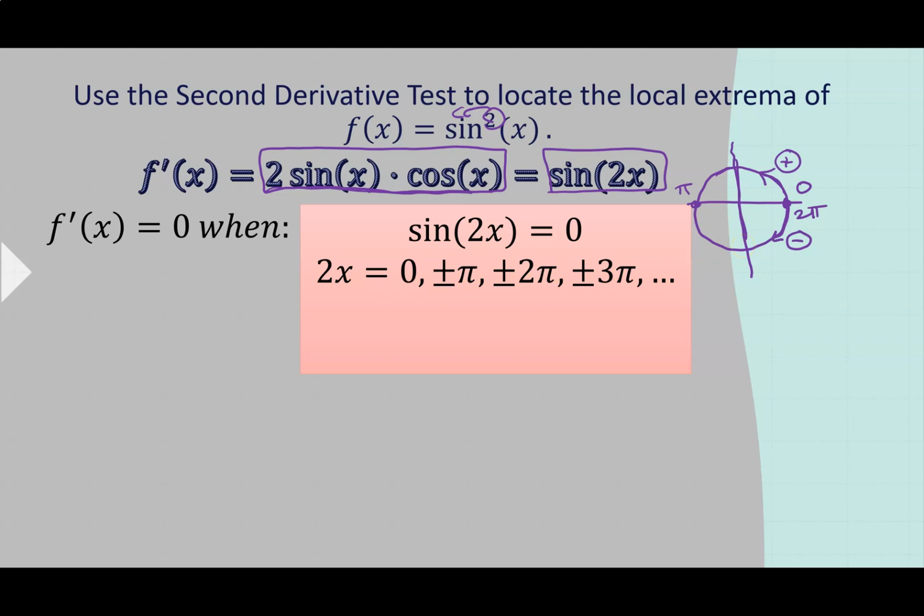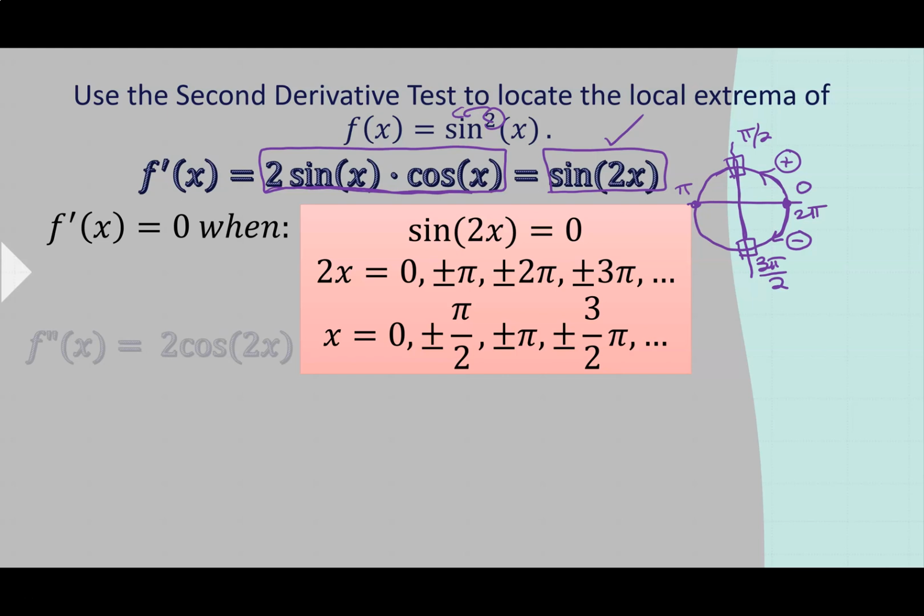So that is why I wrote 0, plus or minus pi, plus or minus 2 pi, and so on. And if you were solving for x, then you have to divide everything by 2. So really, we are looking at these points right here as our critical points. That would be pi over 2 and 3 pi over 2, and it's plus or minus. You can go in either direction. Okay, now, sine of 2x is something that's easy to take the derivative of. So we could just go and find the second derivative. The second derivative would be cosine of 2x multiplied by the inside derivative, which is 2.